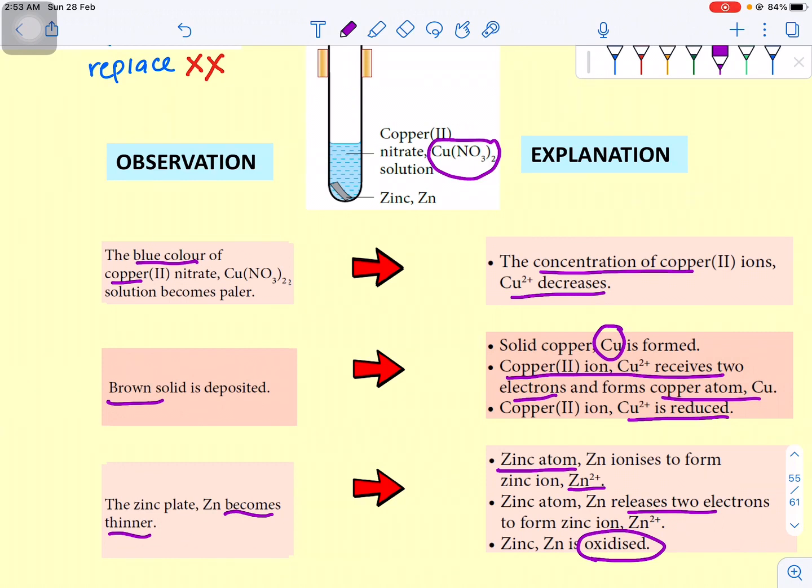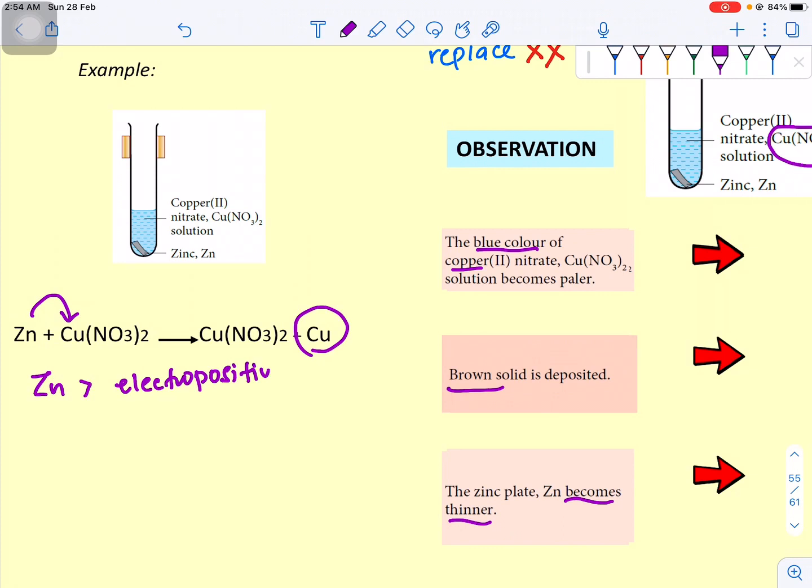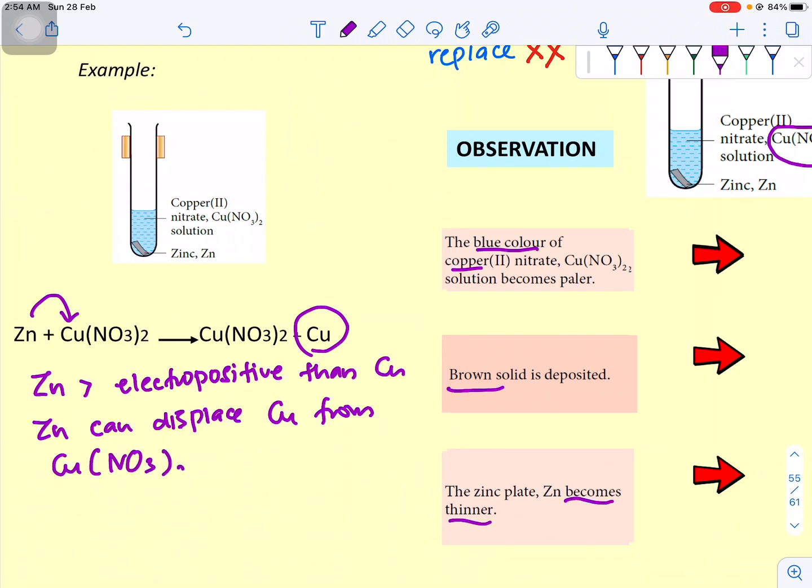So why can this happen? This can happen because zinc is able to displace copper. Zinc boleh tendang copper keluar. So copper keluar sebagai Cu je lah, alone, so Zn masuk. Kenapa boleh jadi macam ni? Ini sebabnya zinc is more electropositive than copper. So what can zinc do? Zinc is able to displace copper from copper(II) nitrate solution.